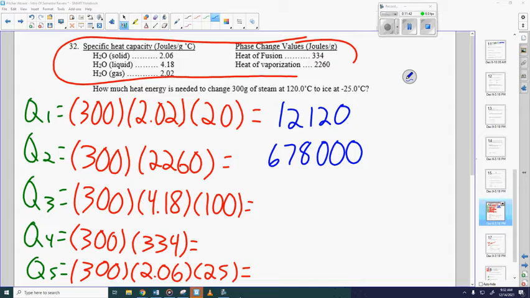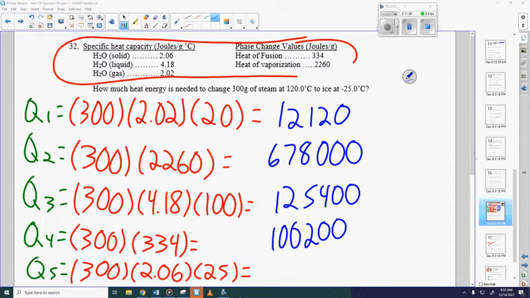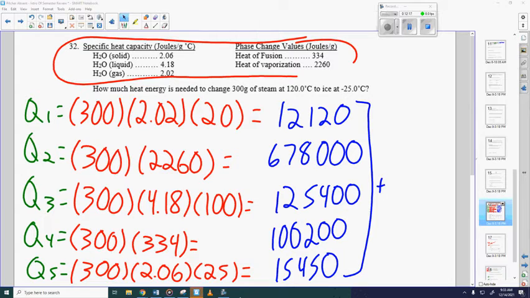There are so many places to make a mistake here because you're just punching in a lot of numbers. So if you're super, super organized, that is definitely the most important key to victory, is being very organized. This guy comes out to be, there we go. And that last one, 300 times 2.06 times 25, 15,450. What do I need to do with all these? I got to add all these up. And that will get me a final answer. Let me see here. I think it's 930-something thousand. Let me see. Oh, yes.